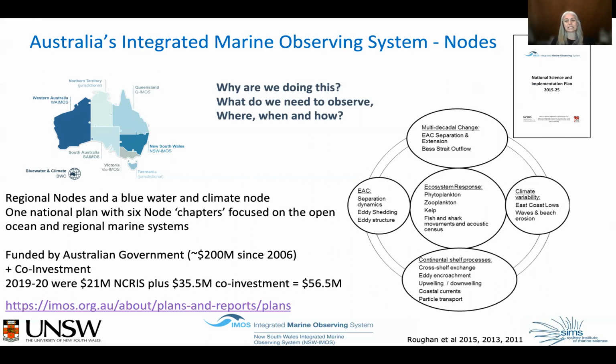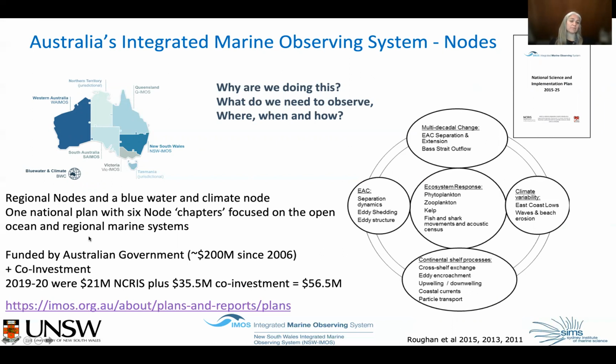So we were able to distill the science questions into these 5 main themes: multi-decadal change, climate variability, continental shelf processes, separation and boundary current dynamics, and the ecosystem response to all of these things. So each of these 5 themes are at the heart of most of the observing systems around Australia.